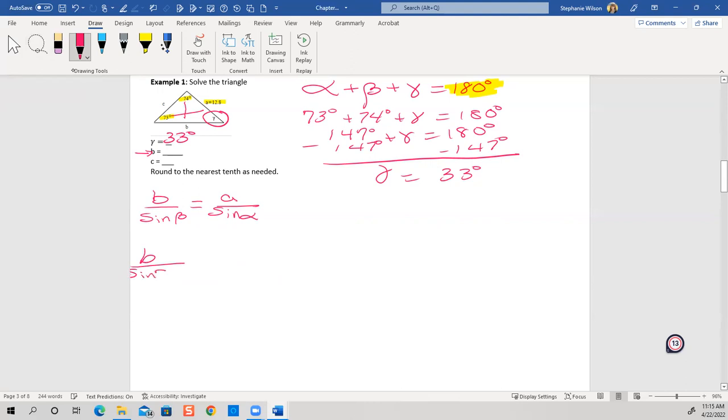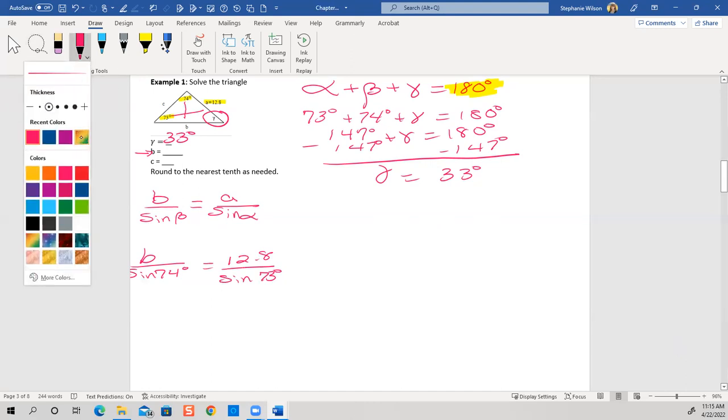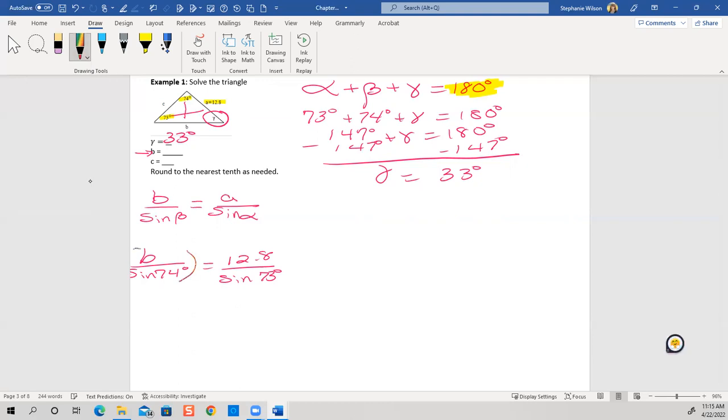So my beta is 74 degrees. My A is 12.8. And my alpha is 73 degrees. Now I need to solve for B, and what I notice is B is involved in this fraction. So I'm going to undo the fraction by multiplying by the denominator to both sides.